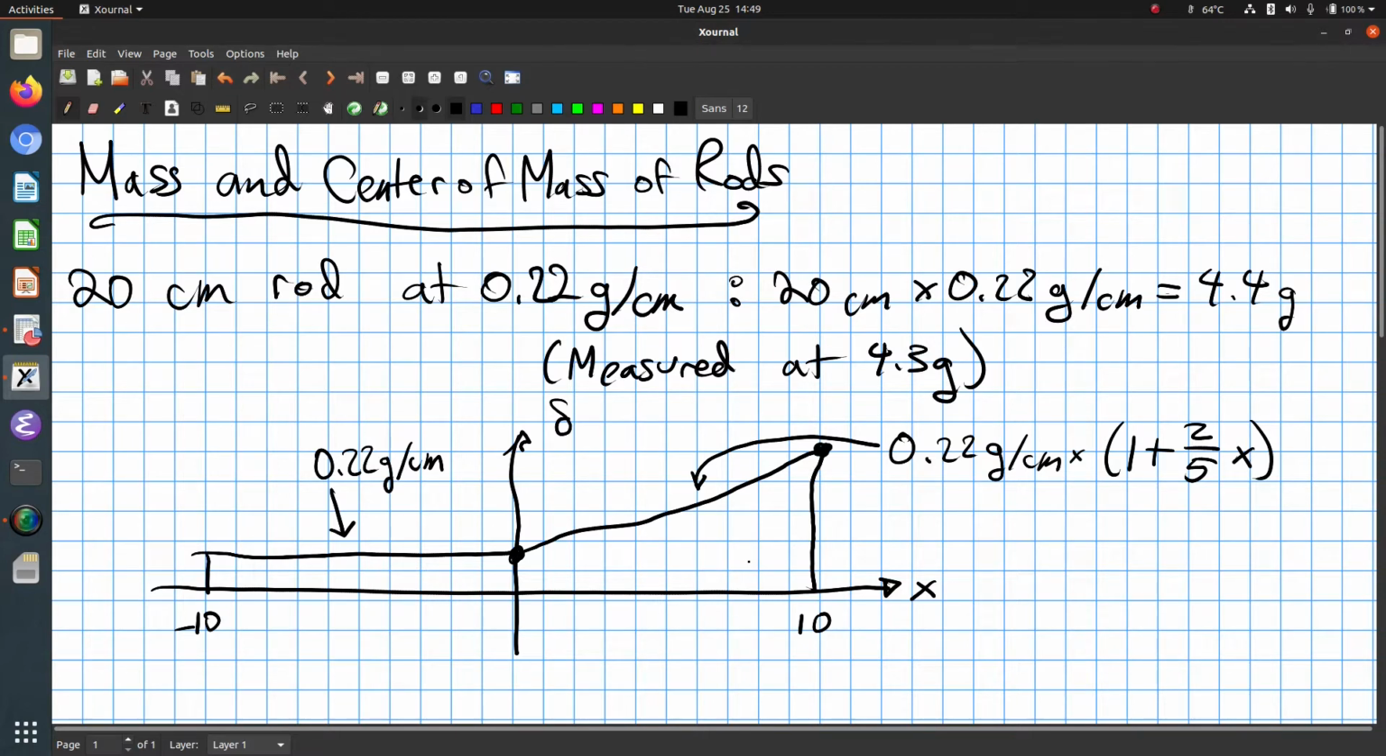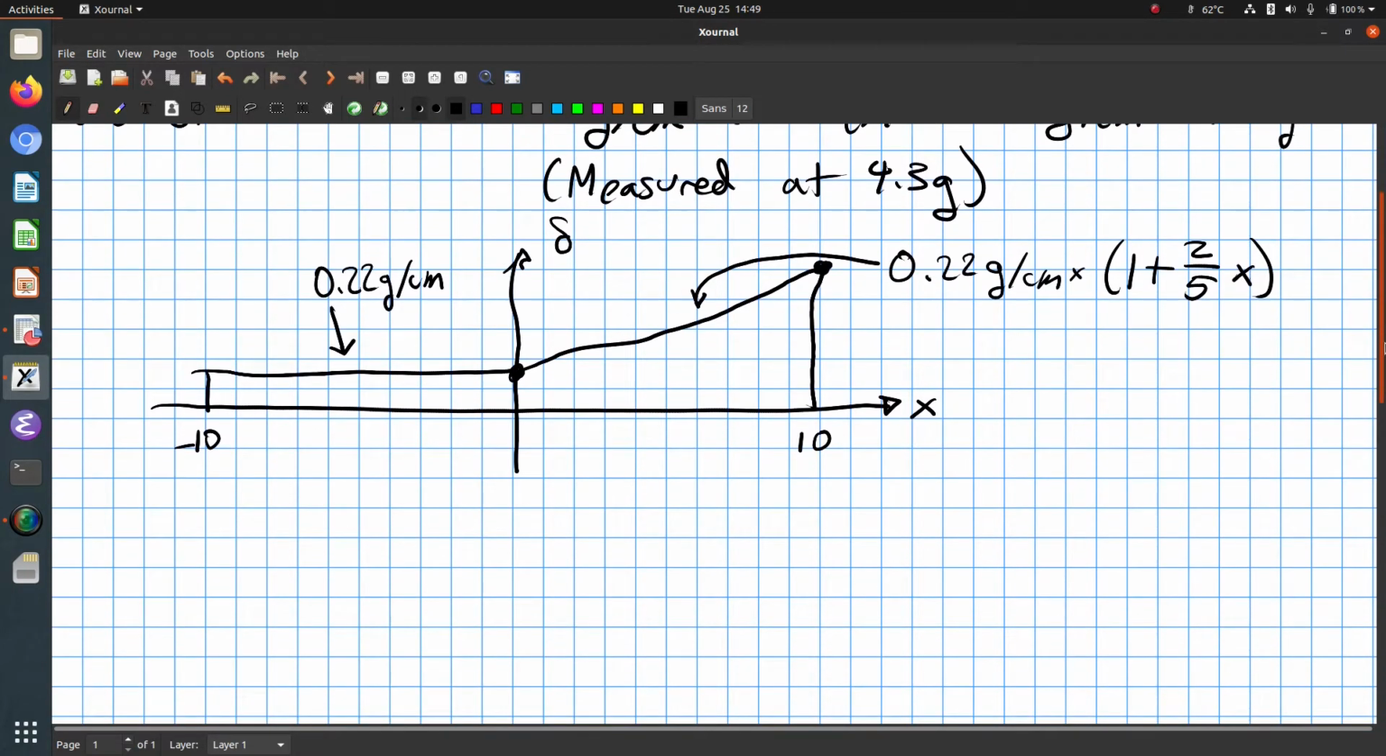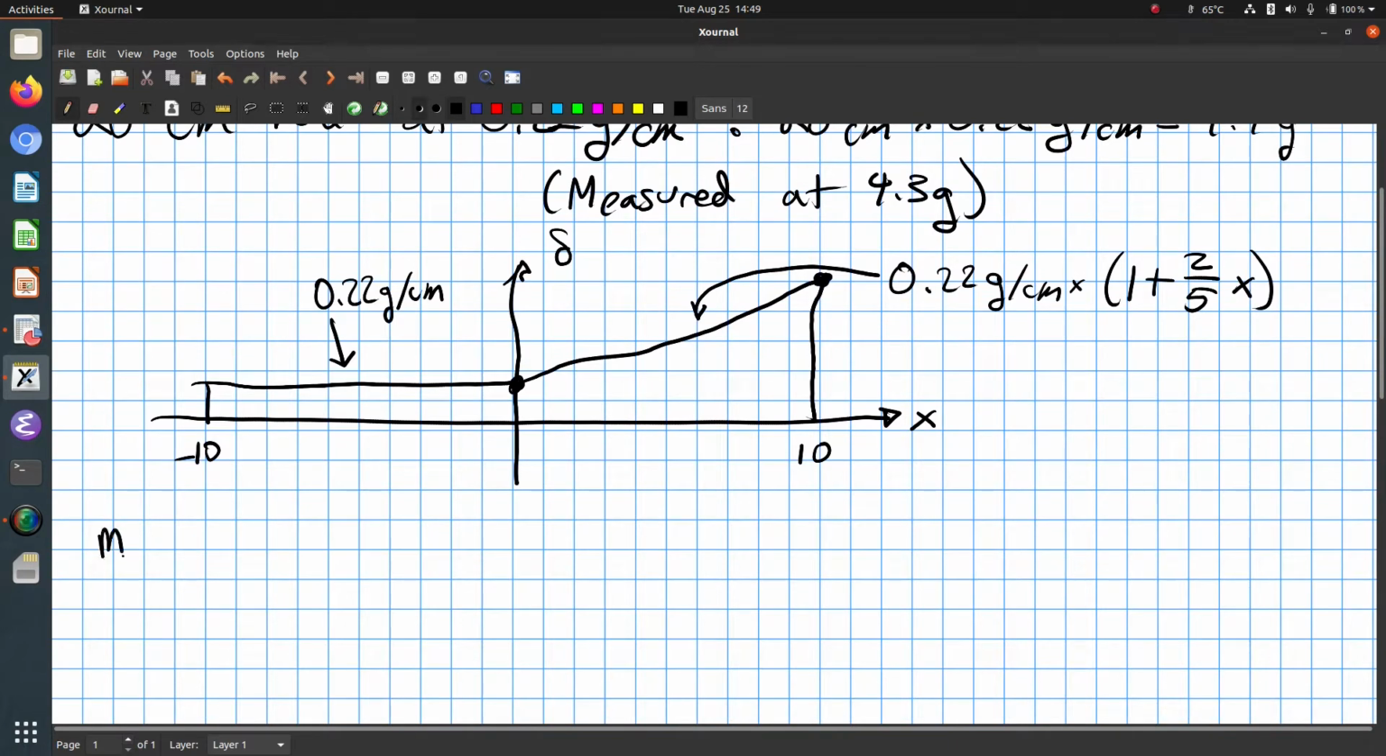And actually, a really easy way to make this kind of rod is just to make a little thin plate that looks just like this. Okay, so what's the mass of this rod? Well, the way that you could find the mass is by integrating the density. So let's integrate from minus 10 to 10 of the density.